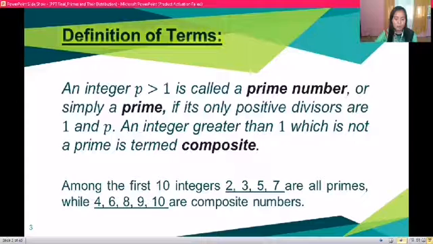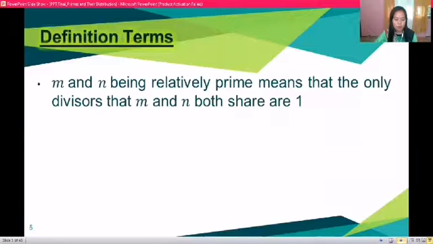Example of primes among the first 10 integers: 2, 3, 5, 7 are all primes, while 4, 6, 8, 9, 10 are composite numbers. Note that the integer 2 is the only even prime, and according to our definition, the integer 1 plays a special role, being neither prime nor composite.